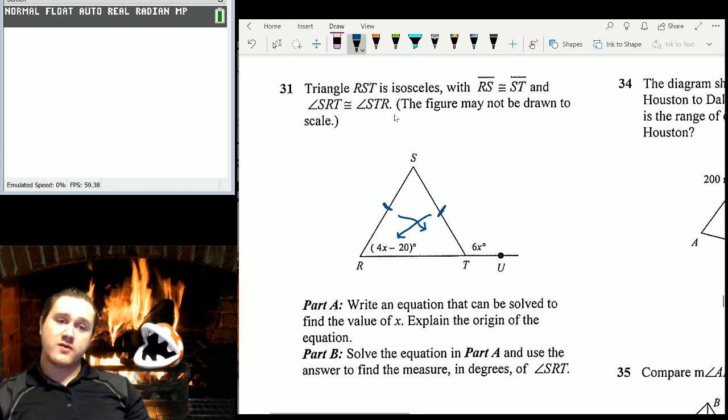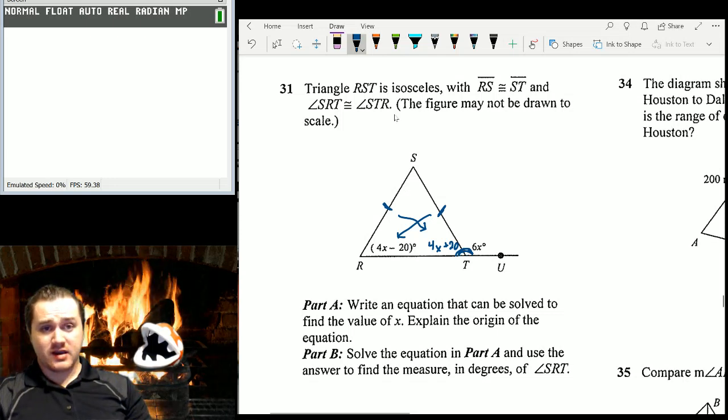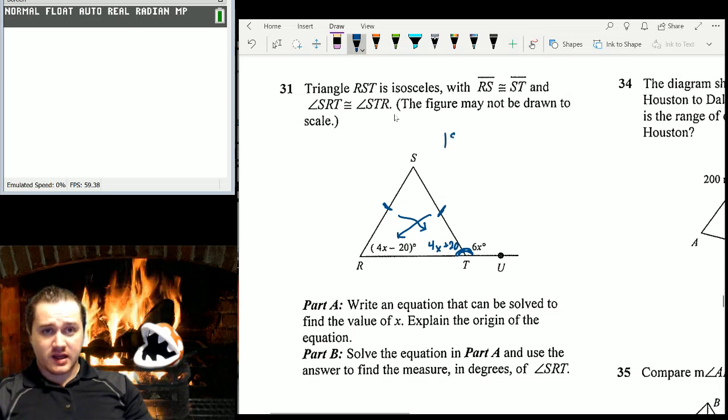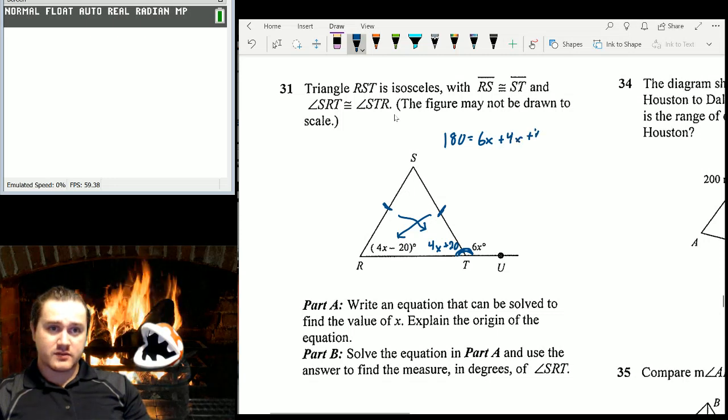I know that r is 4x minus 20. I know that t on the inside is 4x minus 20. But the nice thing about this is since the angles here add up to, or make a straight line, they add up to 180. So we can make a very easy equation for that. 180 equals 6x plus 4x plus 20. So, combining like terms, 6x and 4x is 10x plus 20 equals 180.